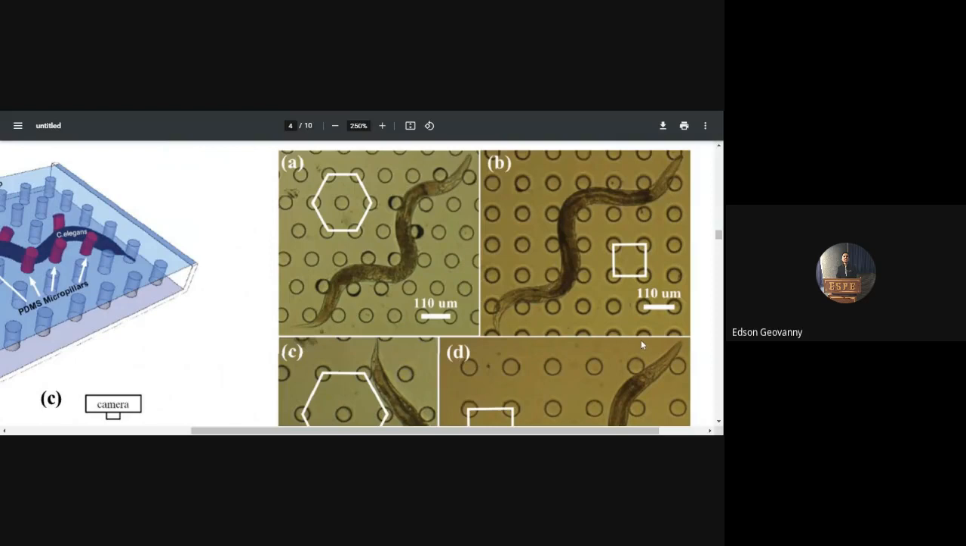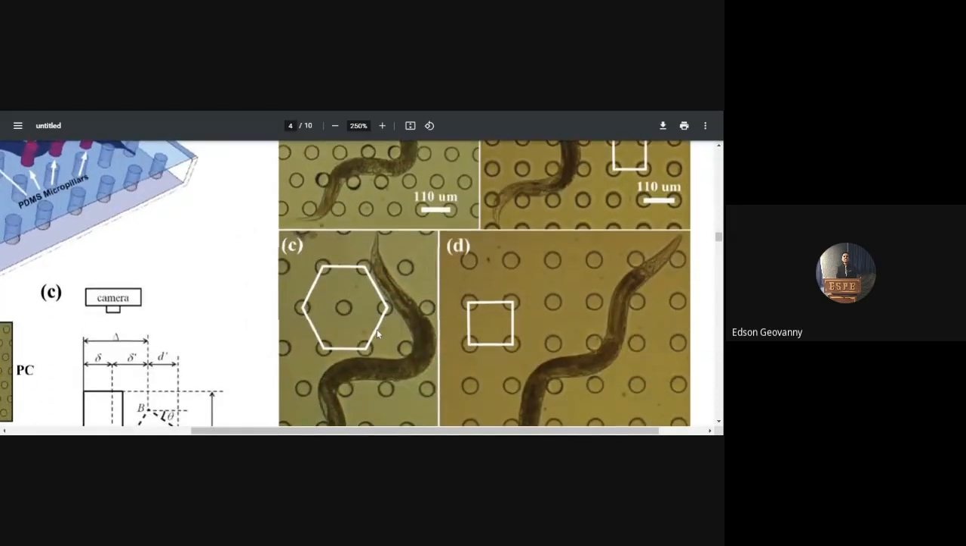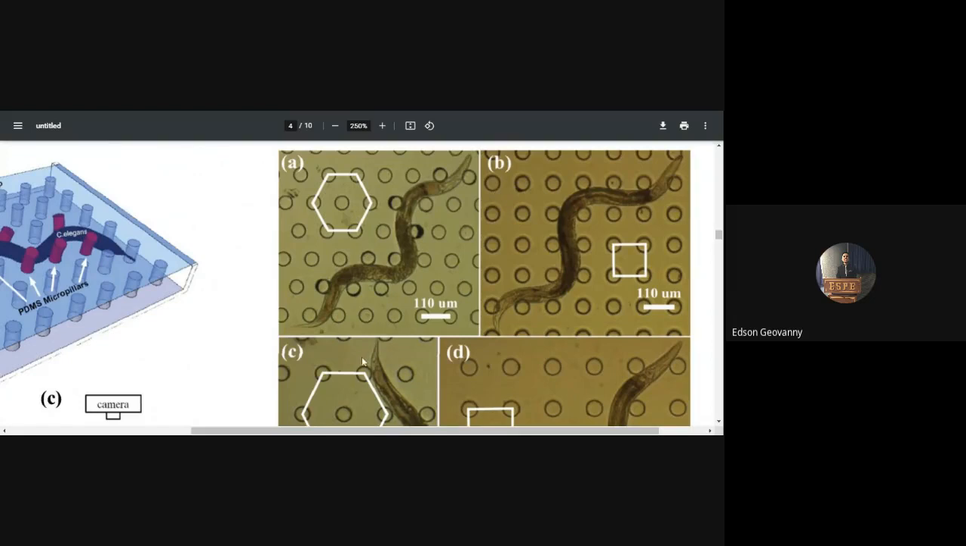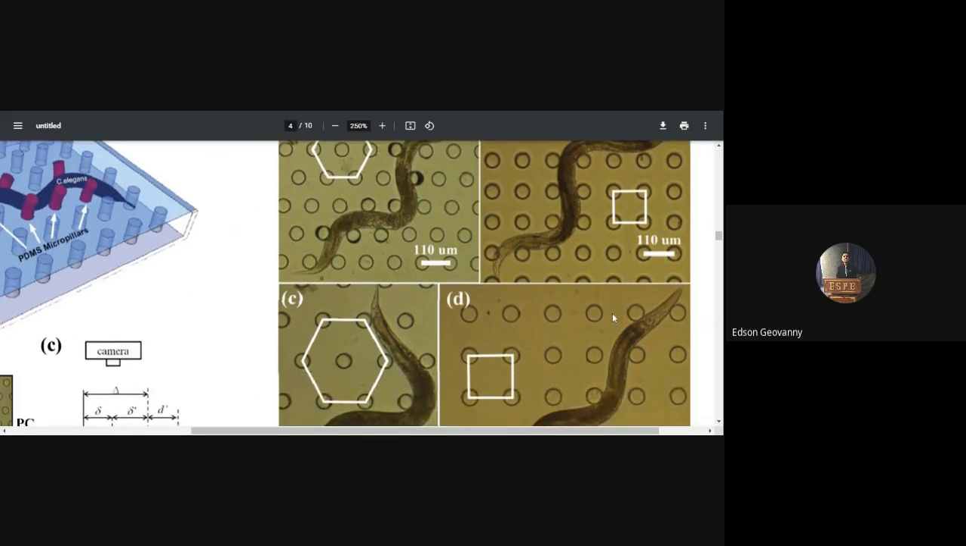In this part, two different abutment configurations were used: hexagonal shaped pillars in A and C, and the pillars in the square structure in B and D.